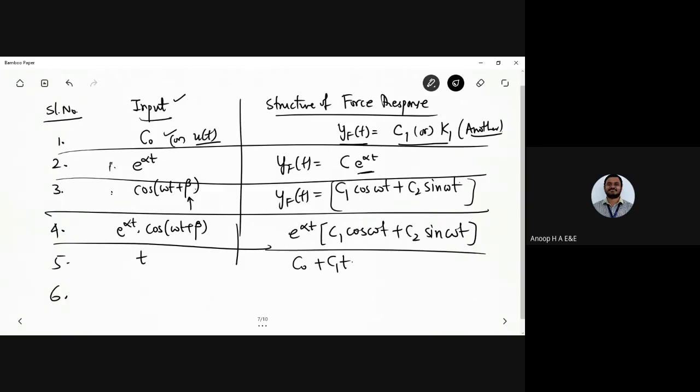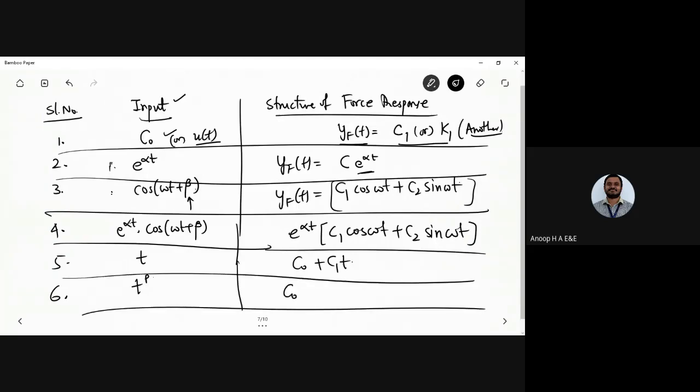Sixth one, if the roots are being repeated, I mean, sorry, t power p. So it's been repeated, right? So t squared, t cubed. In such cases, you are going to have the structure of the forced response as C0 plus C1t plus C2 t squared plus Cp t power p.